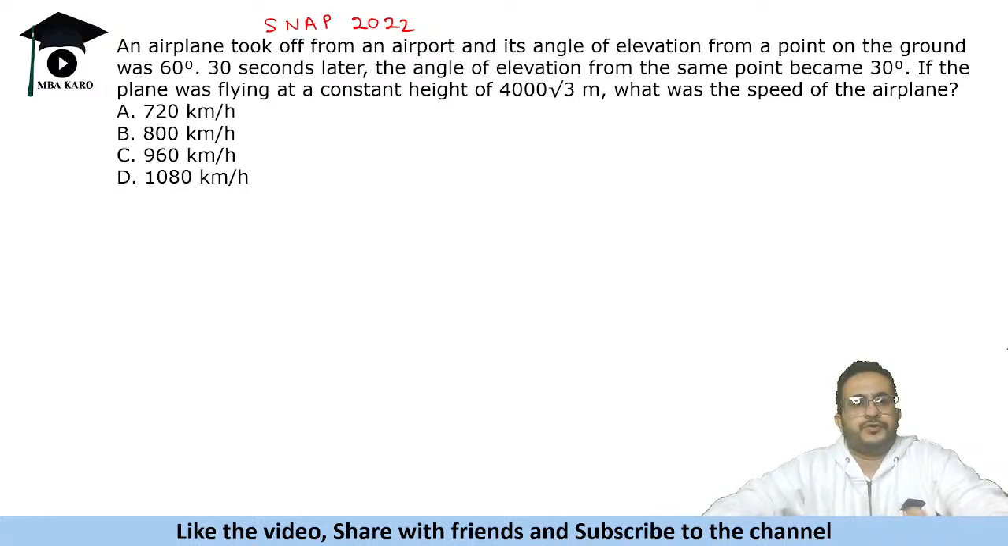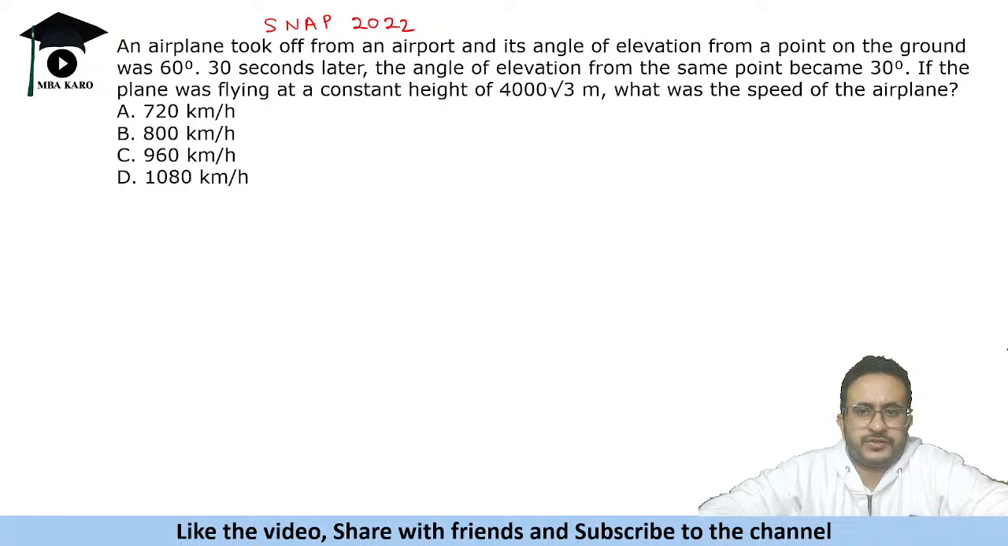An aeroplane took off from an airport and its angle of elevation from a point on the ground was 60 degree. 30 seconds later, the angle of elevation from the same point became 30 degree. If the plane was flying at a constant height of 4000 root 3 meters, what was the speed of the airplane?